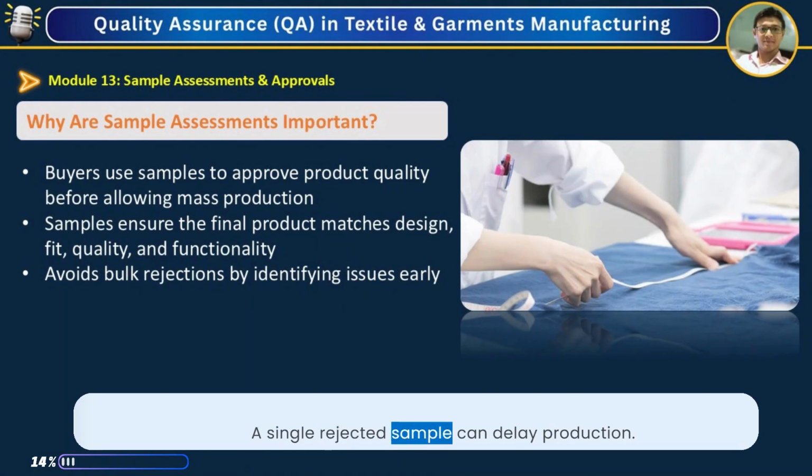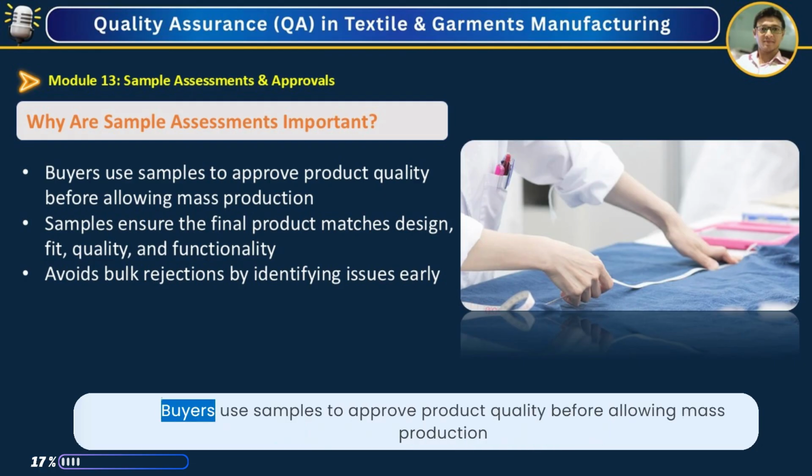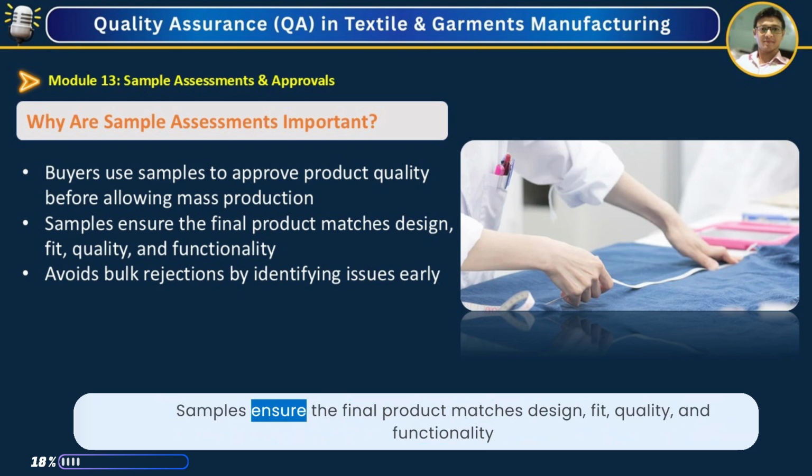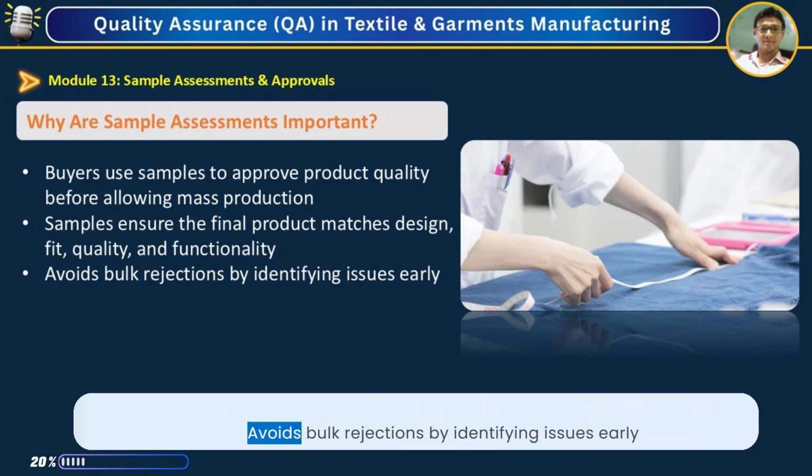A single rejected sample can delay production. Getting it right saves time, money, and your reputation. Why are sample assessments important? Buyers use samples to approve product quality before allowing mass production. Samples ensure the final product matches design, fit, quality, and functionality. It avoids bulk rejections by identifying issues early.